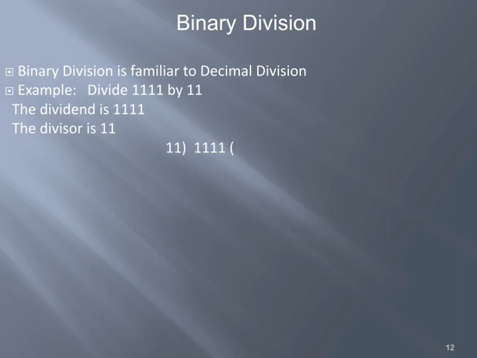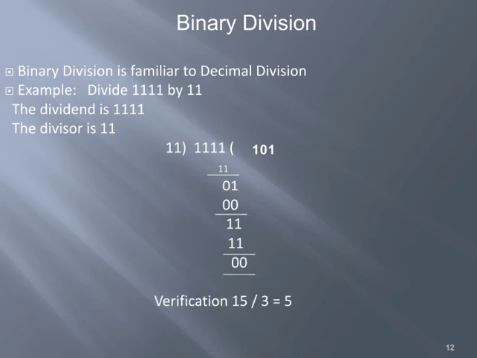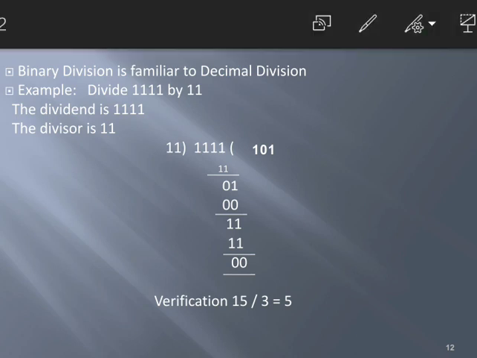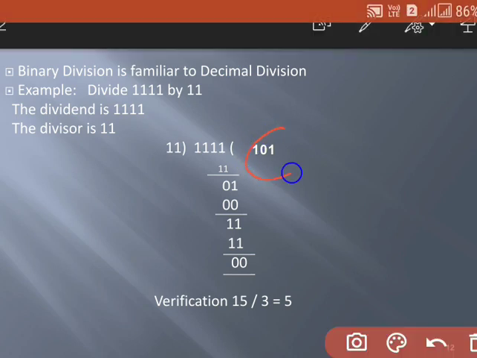Procedure will be again, it will be 1 with 11, so that will become 0 1, again one more 1 will be there, it will become 1 1, again 101. So lastly the remainder will be 0 0, and whatever quotient you are getting, 101, that will become the result.